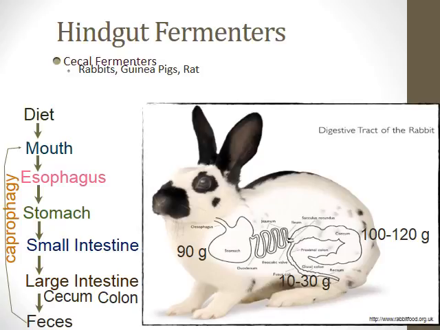Now, that has predominantly cellulose. Now, the second type of feces is excreted, and it's a gelatinous feces that stays around the anus. And sometimes the rabbit will reach back and consume that second type of excrement, and that process is called coprophagy.